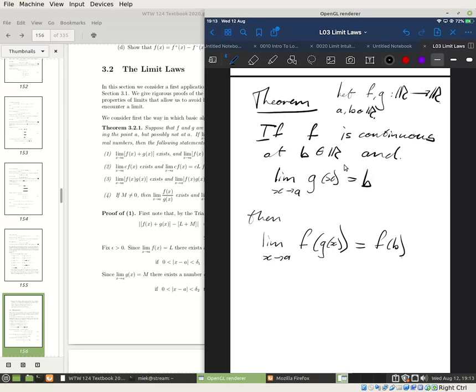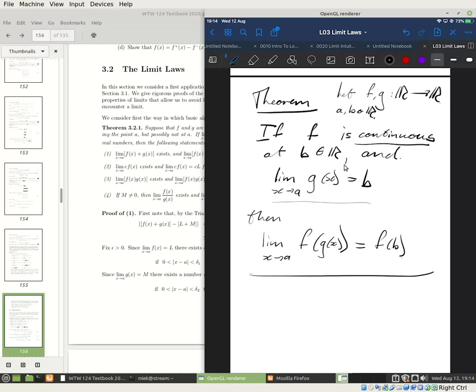Let's take a look at this theorem. Let's say we've got functions f and g, and we've got numbers a and b in the reals. If f is continuous at b and the limit of g of x as x tends to a is equal to b, then what we have is that the limit as x tends to a of the composition of f and g, so f applied to g applied to x, is then equal to f evaluated at b.